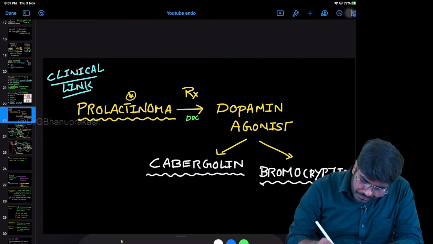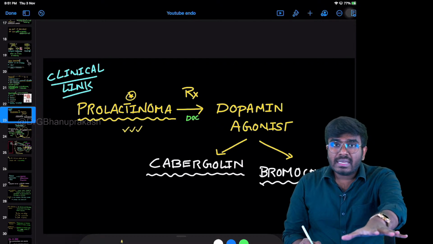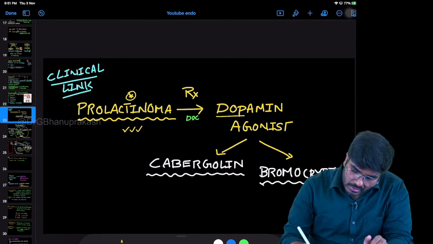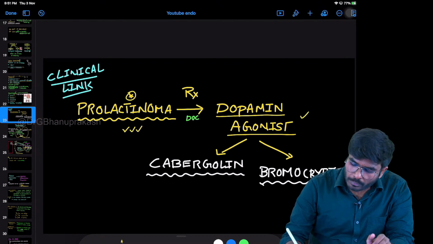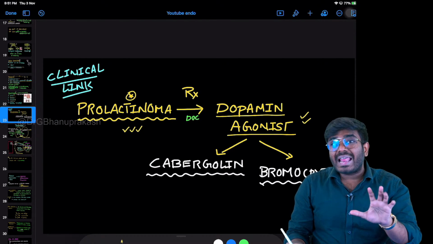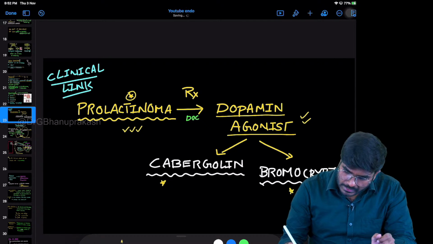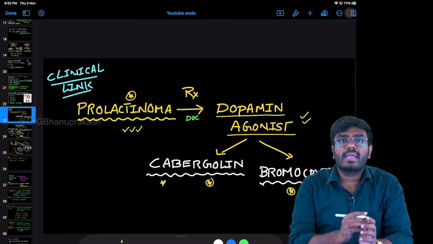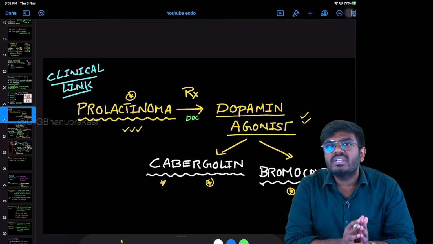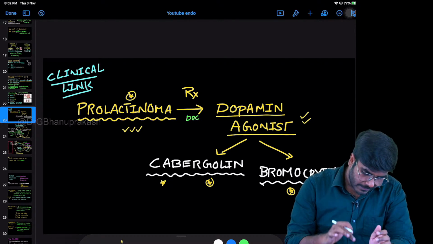In prolactinoma, there is so much prolactin. Now we know the prolactin antagonistic hormone is dopamine. So the treatment is done with dopaminergic drugs or dopamine agonist drugs. What are the dopamine-like drugs or dopamine agonist drugs? The drugs include cabergoline and bromocriptine. So cabergoline and bromocriptine are used in the treatment of prolactinoma to decrease the symptoms.